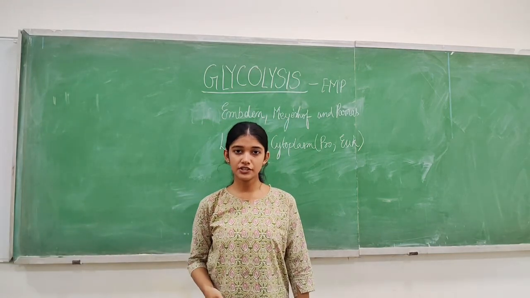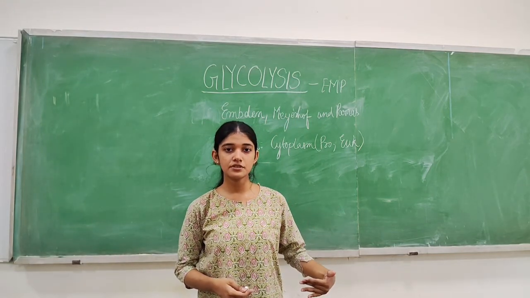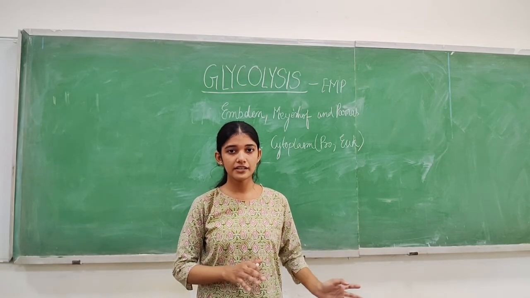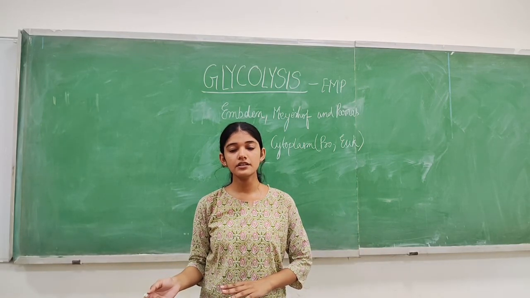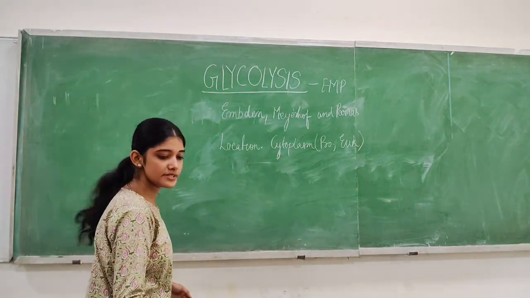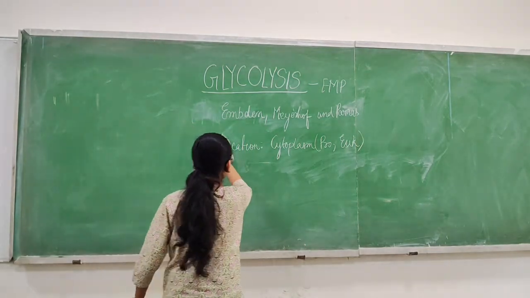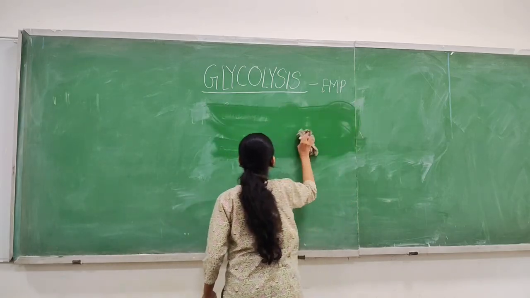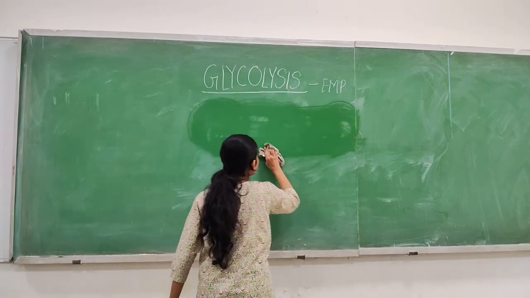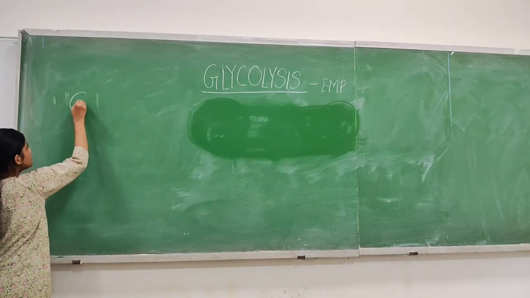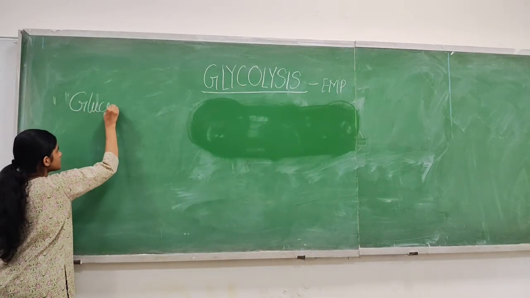Glycolysis is a 10-step reaction in which, in the first 5 steps, energy is consumed, and in the other half of the cycle, energy is generated. So we will be studying the reaction step by step. Basically, partial oxidation of glucose is taking place in glycolysis. The first step, we will start from glucose. Glucose is our substrate.